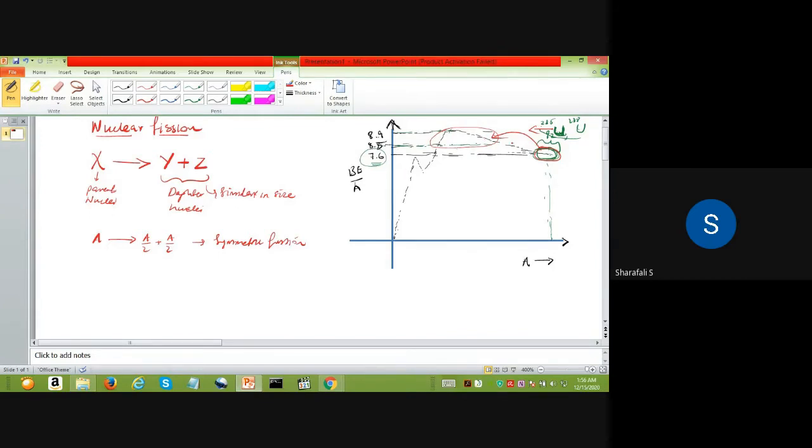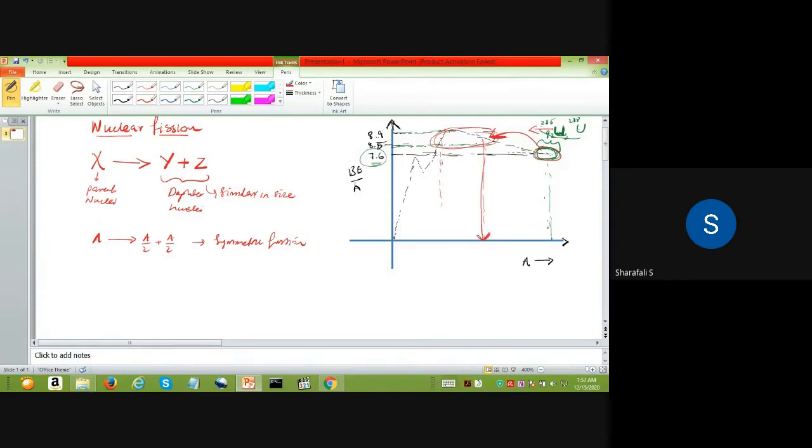So what will happen when they come from here to this region? When they come to this region, their binding energy per nucleon will increase. So for that, heavy nuclei will split and become smaller nuclei with a small mass number. Let's say in this range, you can see that, especially at this point.